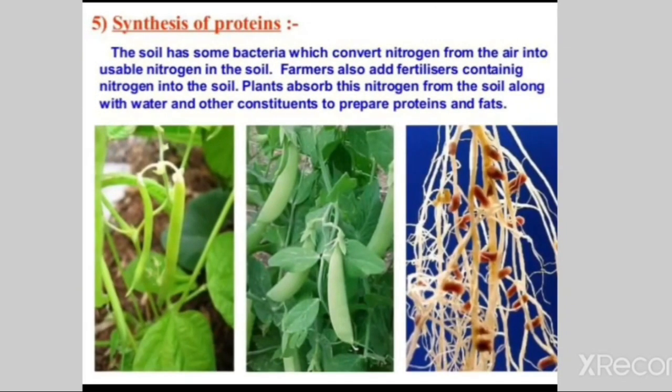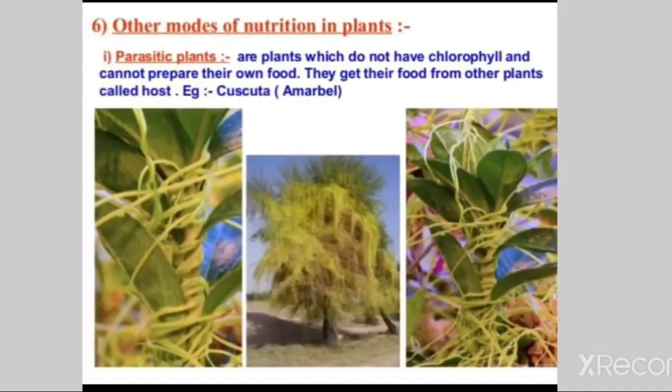Now we will read about the synthesis of proteins. The soil has some bacteria which convert nitrogen from the air into usable nitrogen in the soil. Farmers also add fertilizers containing nitrogen into the soil. Plants absorb this nitrogen from the soil along with water and other constituents to prepare proteins and fats.